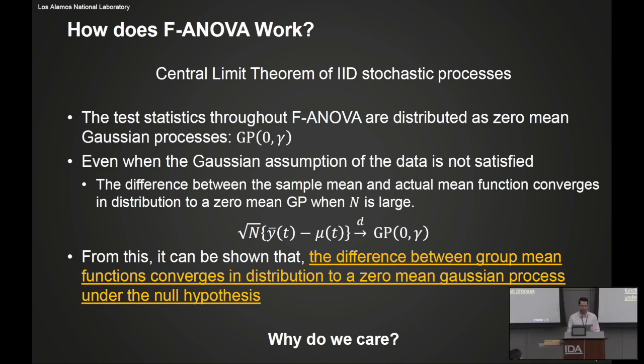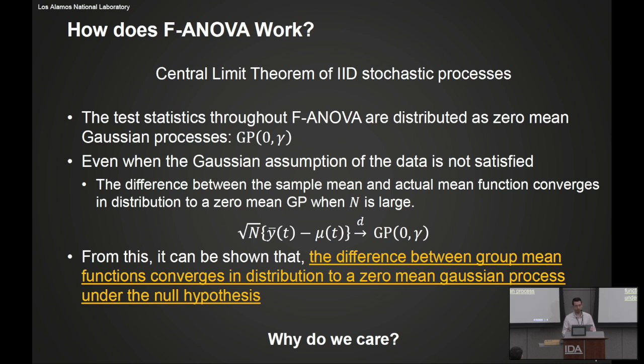The test statistics throughout functional analysis of variance are distributed as zero-mean Gaussian processes, which I've denoted as GP(0, γ). Even when the Gaussian assumption of the data is not satisfied, the difference between the sample mean and the actual mean function converges in distribution to a zero-mean GP when n, the sample size, is large. That's how I've denoted it here. I'm trying not to use too much statistical notation, because I'm just trying to give you the things you need the most to actually apply this as a practitioner.